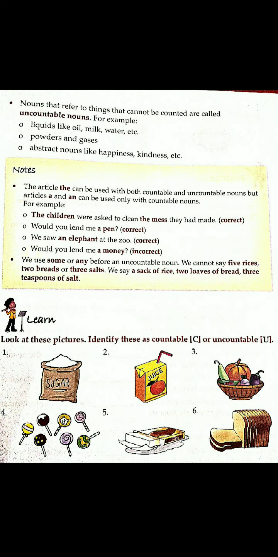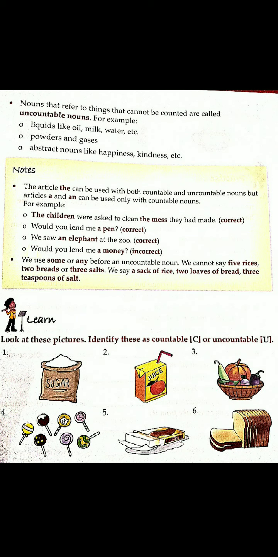Nouns that refer to things that cannot be counted. For example, liquids like oil, milk, water. We cannot say 1 milk, 2 milk, 3 water. No. Okay, so if we cannot count them into digits, then it is an uncountable noun. Powders and gases, and abstract nouns like happiness, kindness, etc. These all are uncountable nouns. Okay.